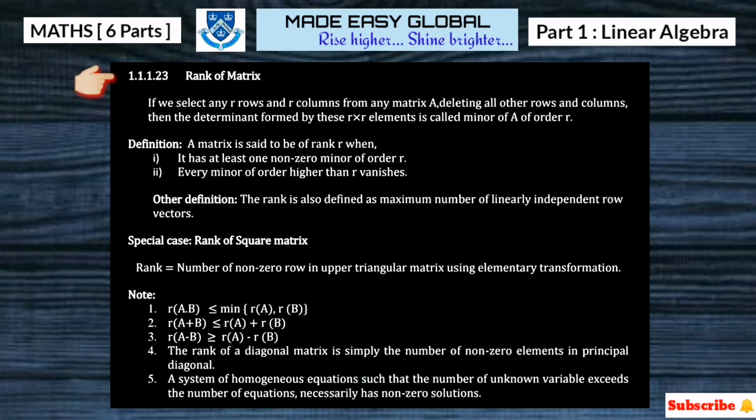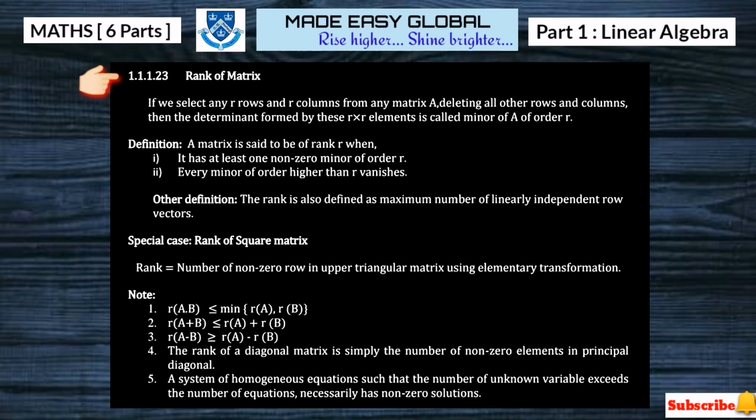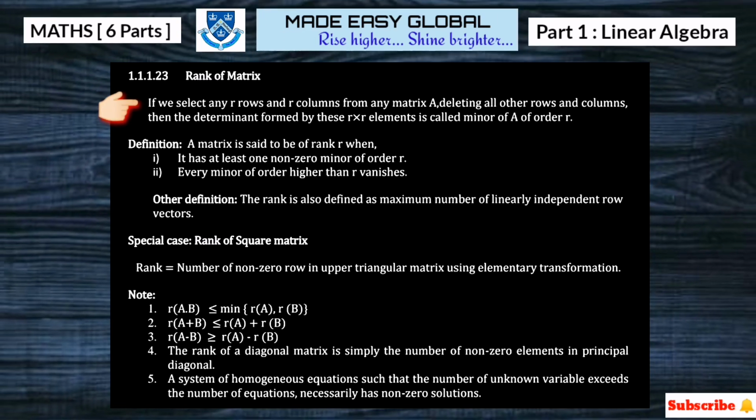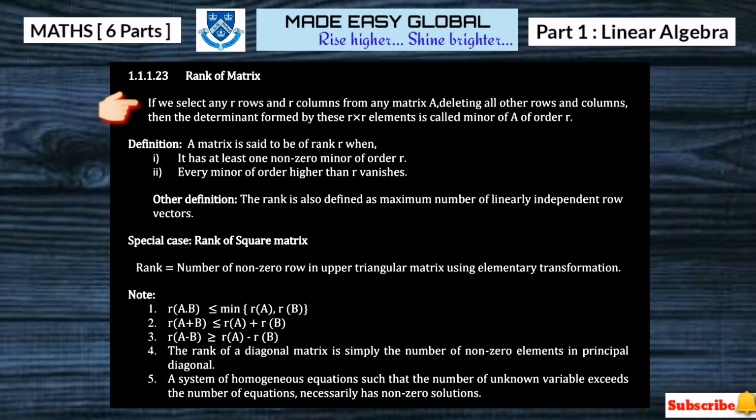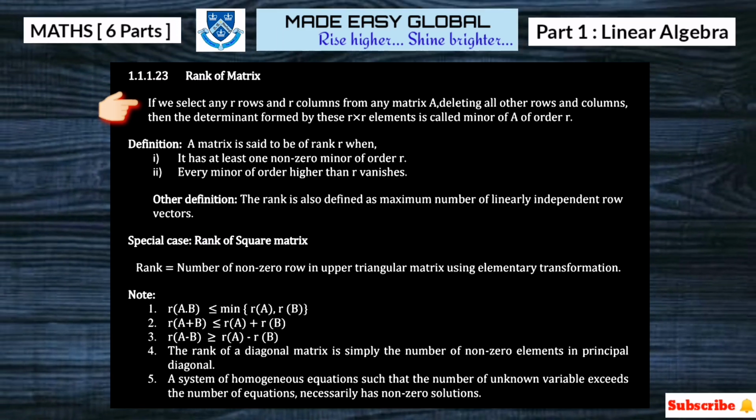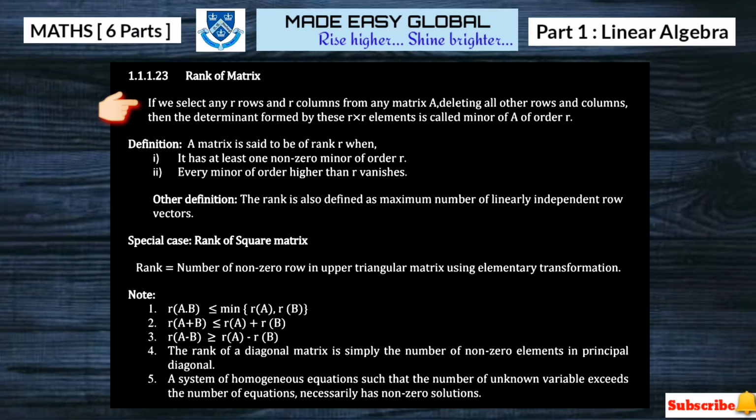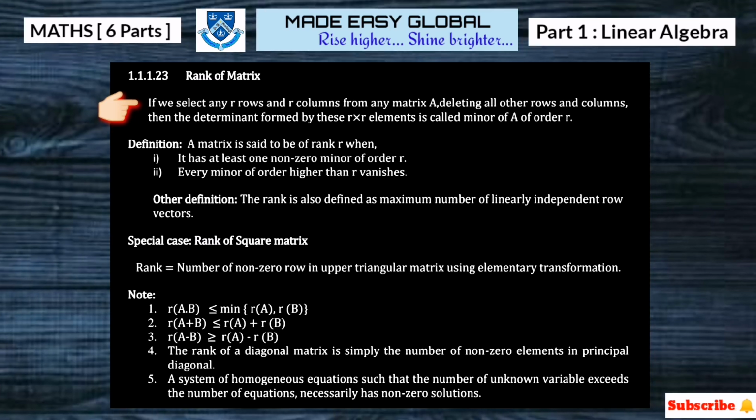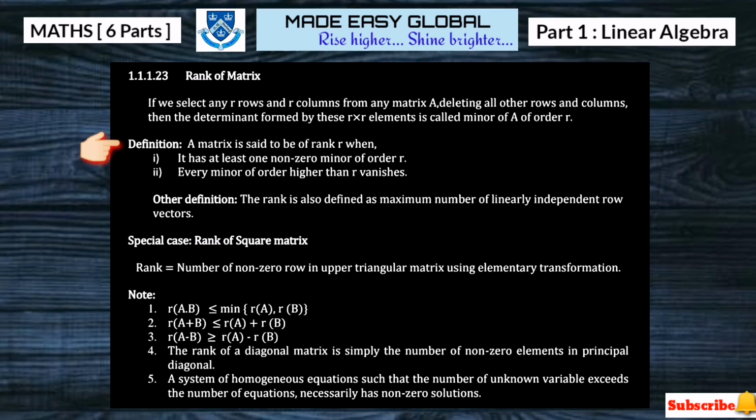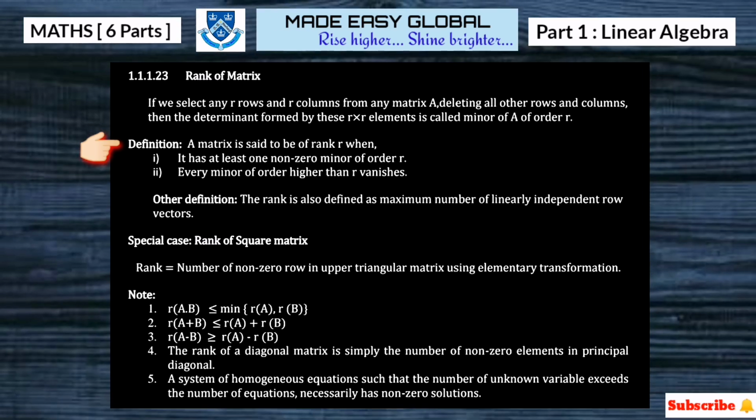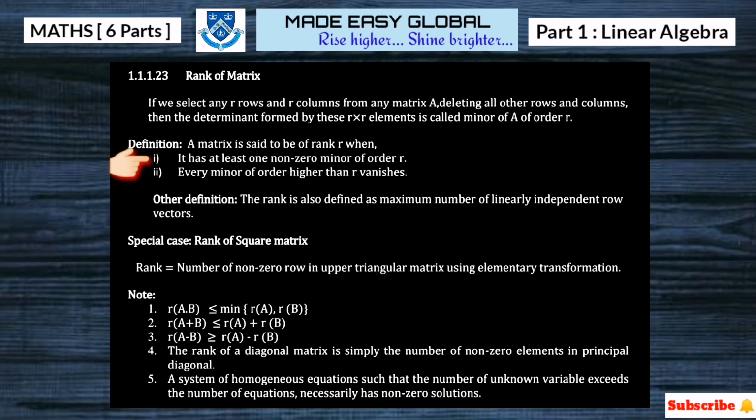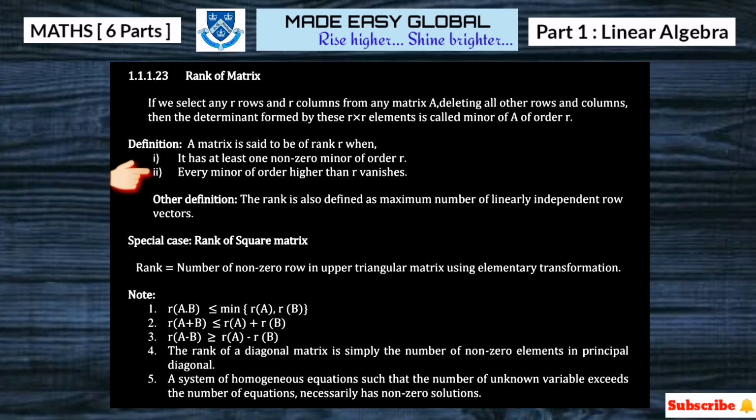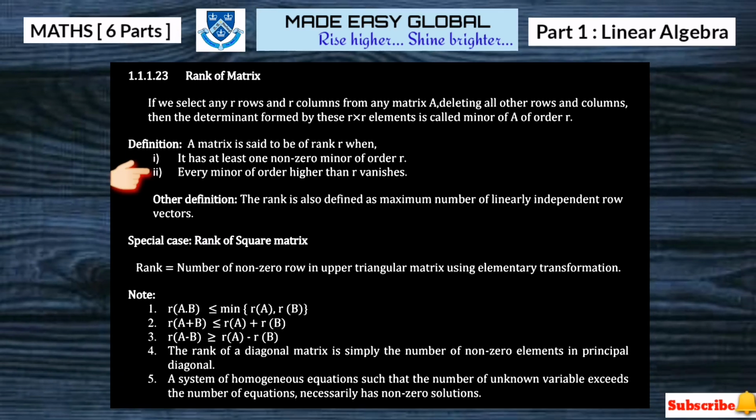Now here it starts the most awaited topic of the lecture, which is rank of the matrix. This is the most important topic as well. If we select any r rows and r columns from any matrix A, and delete all the other rows and columns, then the determinant formed by this r cross r element is called a minor of A of order r. Here the definition is, a matrix is said to be of rank r when it has at least one non-zero minor of order r, and the second one is every minor of order higher than r vanishes.